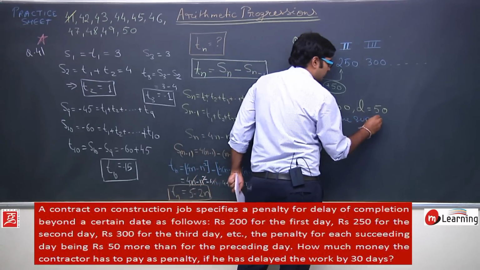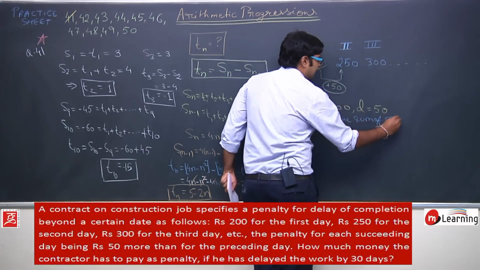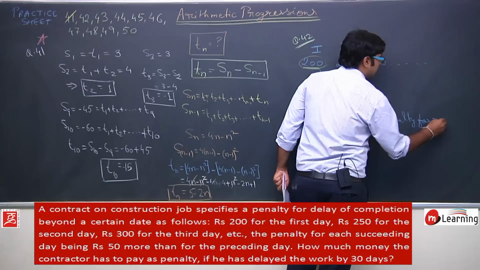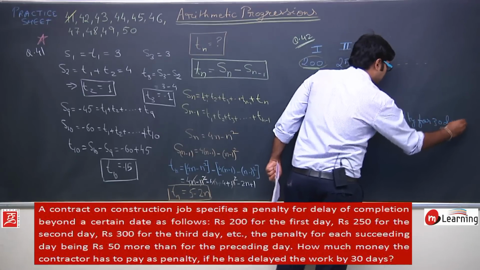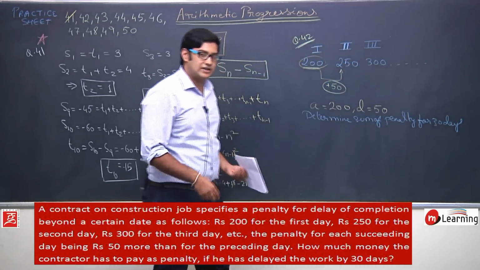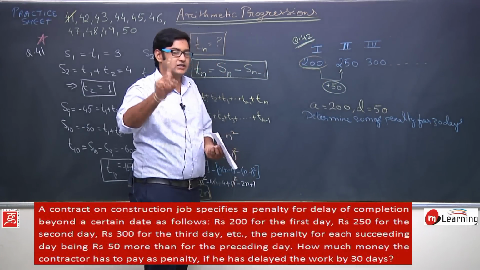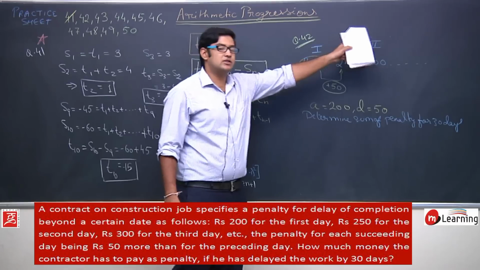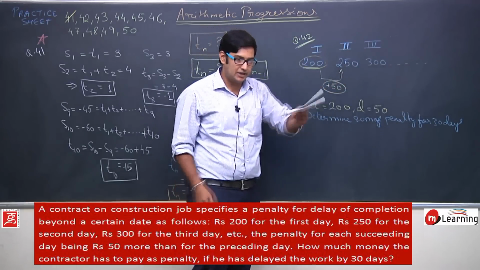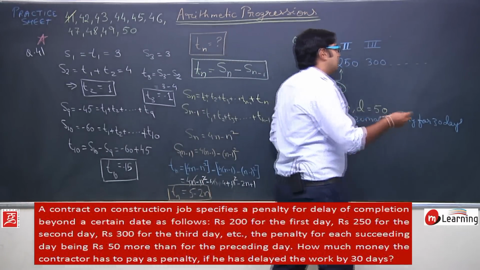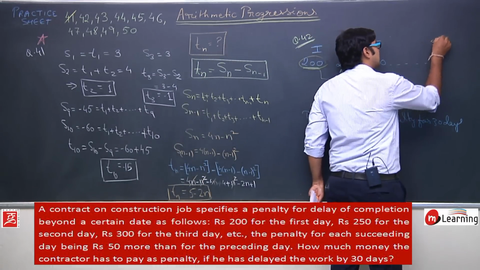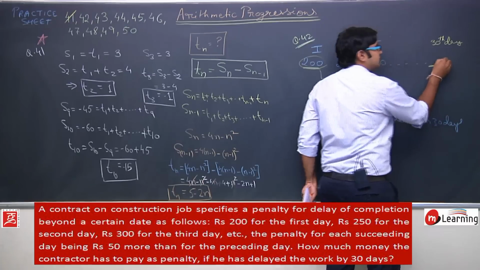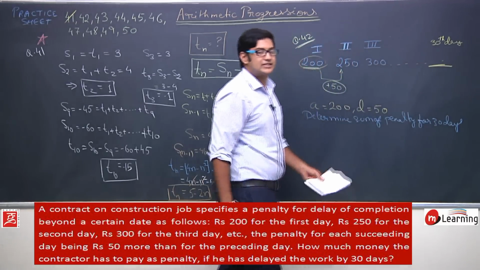the sum of penalty for 30 days. Now the sum of penalty for 30 days, each day is each term of this AP. One day means first term, 2 days means second term, third day means third term of this AP, and similarly if I go for the 30th day, there will be some amount, and this will be the 30th term of this AP.